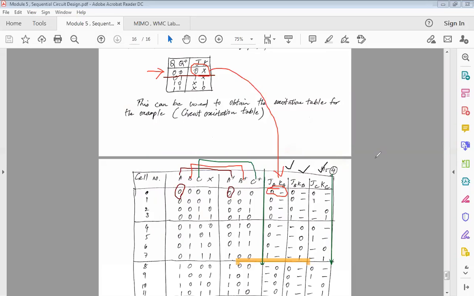So you have to be very careful when you're doing this tabulation, because by mistake, if you compare different values, then what is going to happen? You might make mistakes here. So if this goes wrong, then everything is wrong.